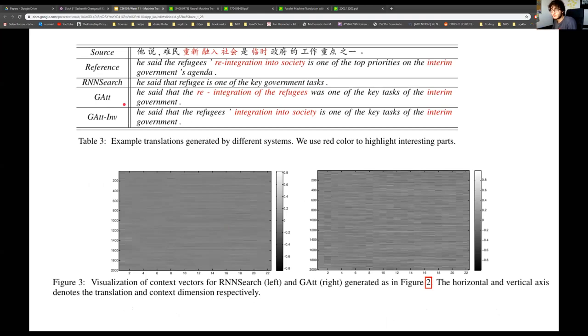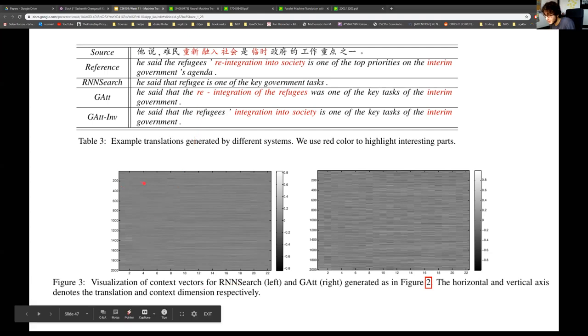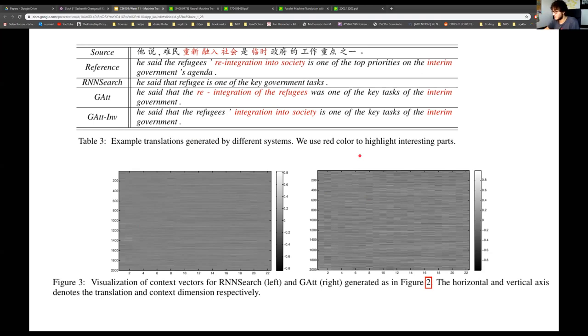It's basically quite the same thing, and they also suggest that it doesn't change much in terms of performance. One thing to note is this visualization of the context vectors for both of the models. On the left, each column is a representation of the context words. For RNN search, you can see that it's quite smooth and not that discriminative. It doesn't change a lot from one word to another. On the right side, you can see the same for the gated attention mechanism, and it really introduces some difference between each column. So this was the motivation behind their approach, and we can see that it works well.